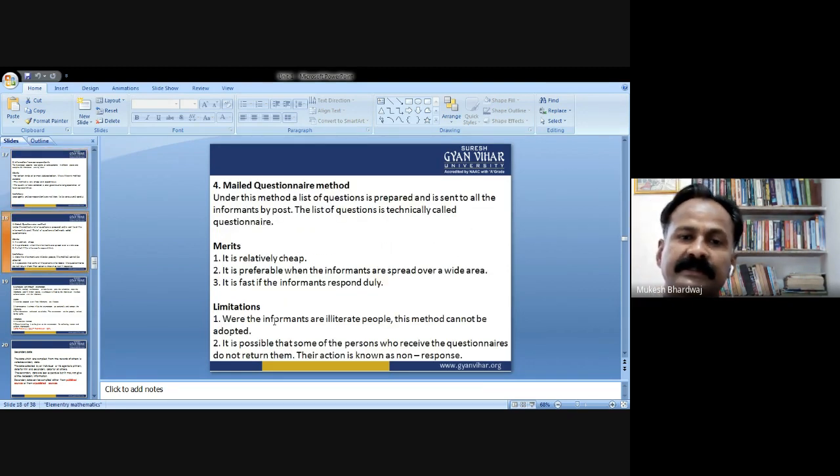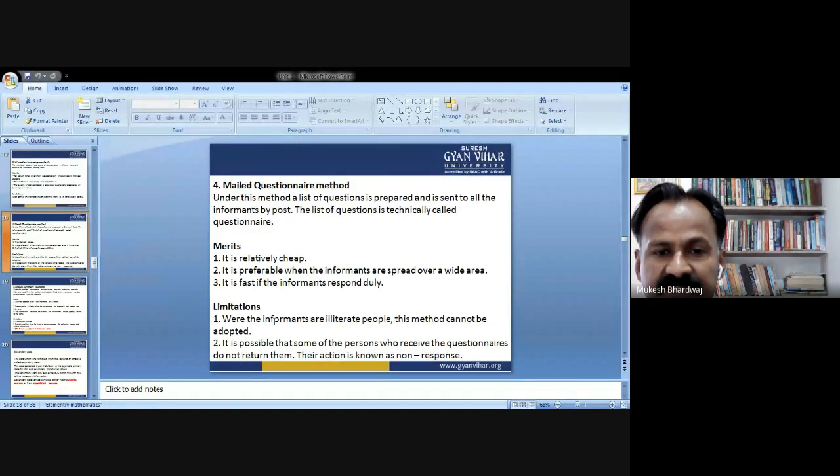The fourth method is mail questionnaire method. Under this method, a list of questions is prepared and is sent to all the informants by post. The list of questions is technically called questionnaire. The merits: it is relatively cheap. It is preferable when the informants are spread over a wide area. It is fast if the informants respond duly. Again, it is a merit if you are responding fast.